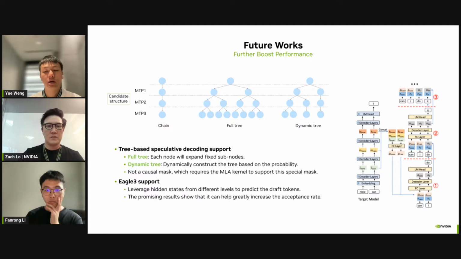Another future work is Eagle 3 support. Eagle 3 can leverage different levels of features to generate higher quality draft tokens, which can also help improve the acceptance rate.